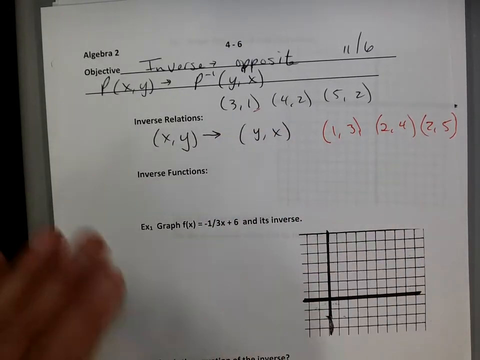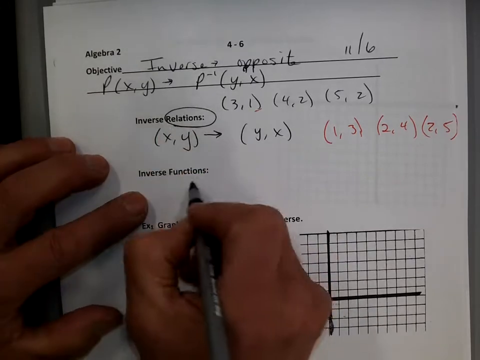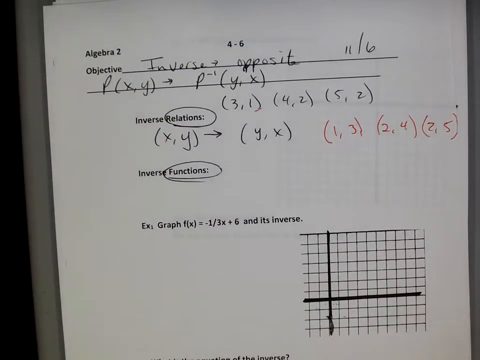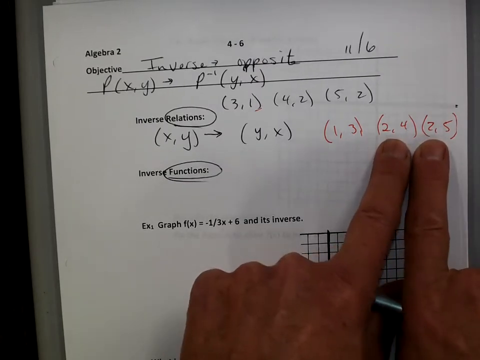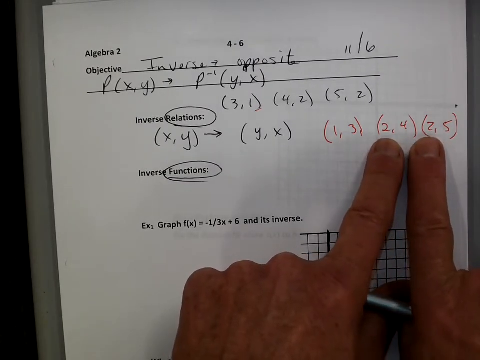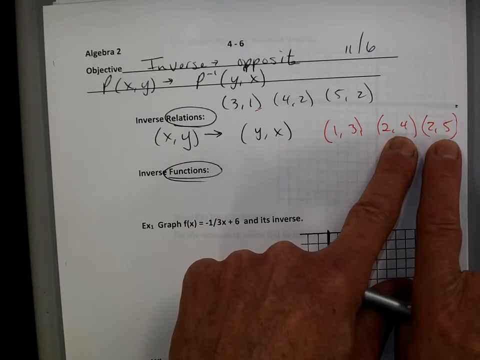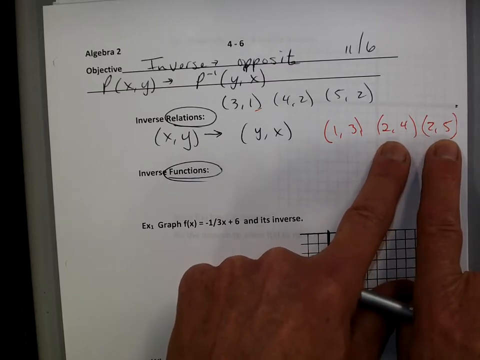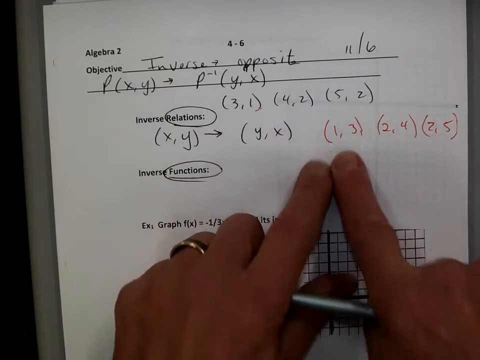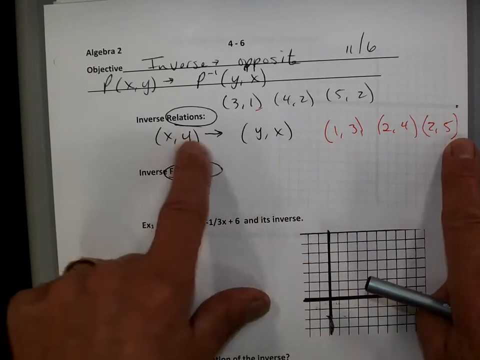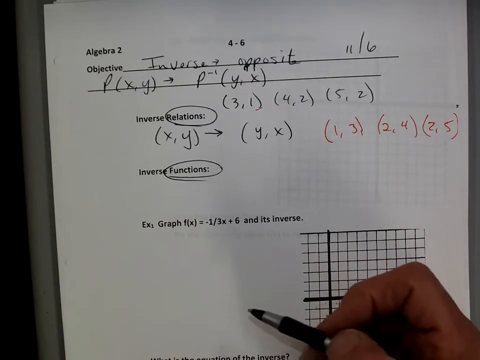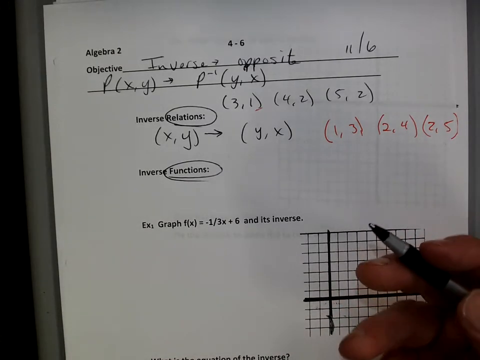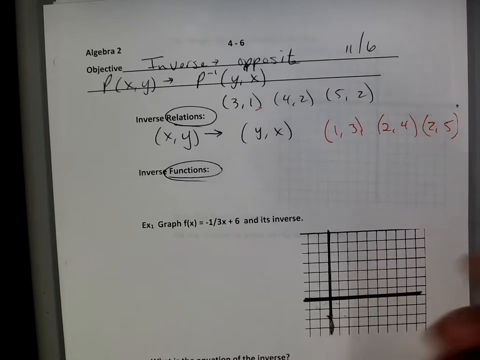Now, the reason we call this the inverse relation instead of an inverse function is that what I just wrote, if I were to graph it, is not a function, because you've got the x value of 2 that has two different y values. So this example is not a function, but it's an inverse relation. To be a function, it still has to pass the vertical line test, where every x has exactly one y.